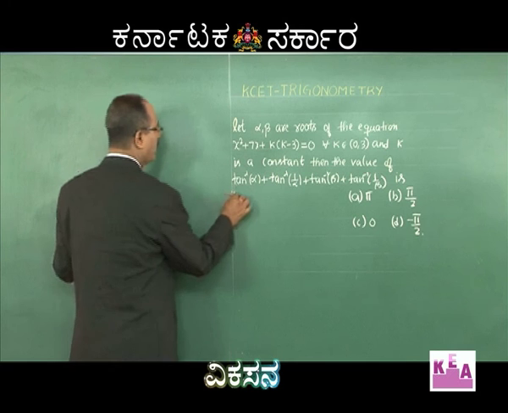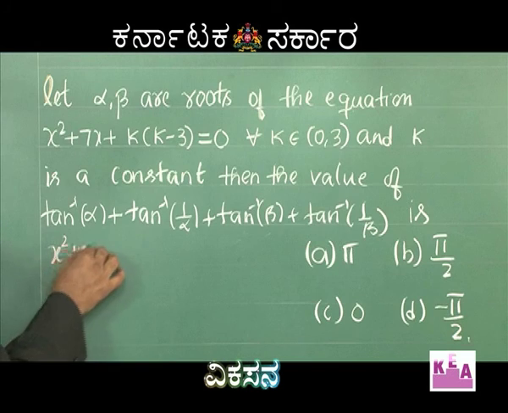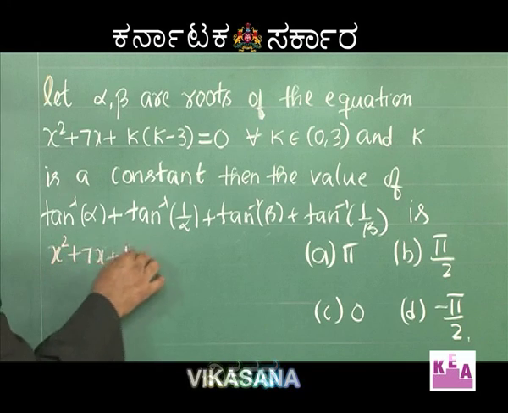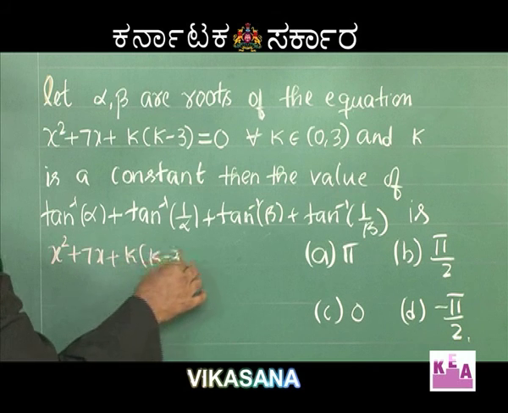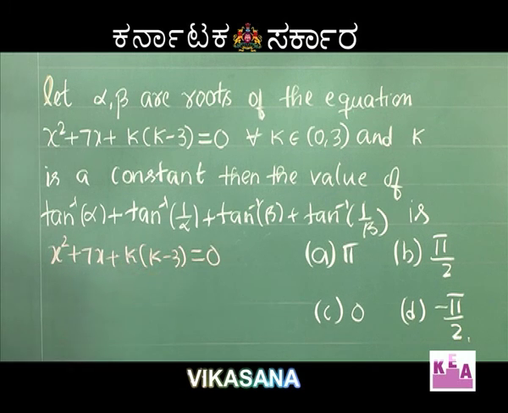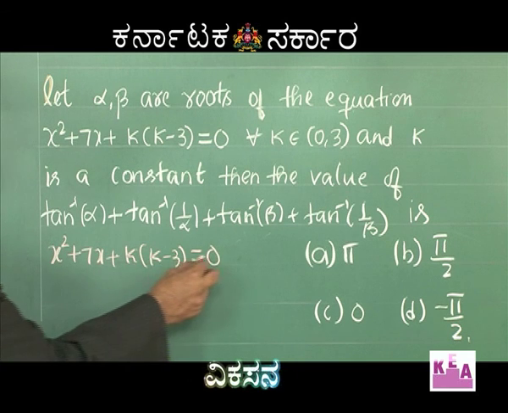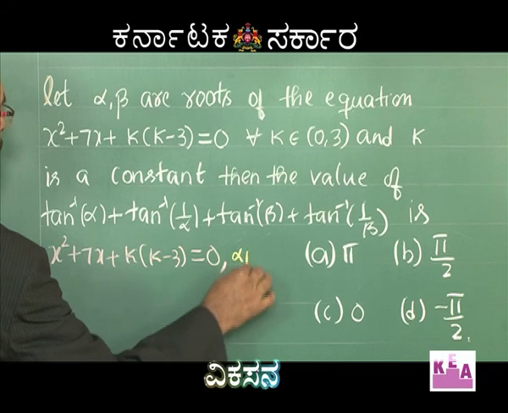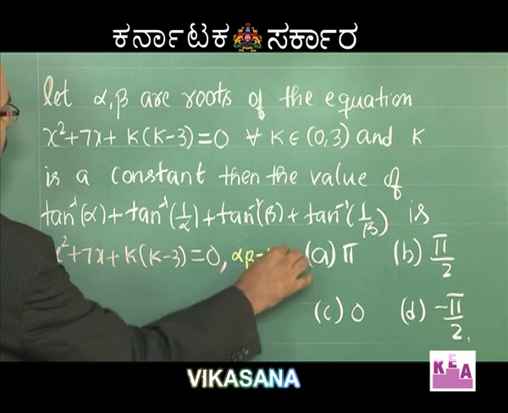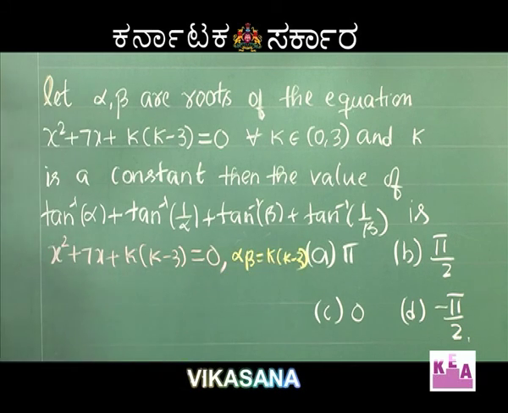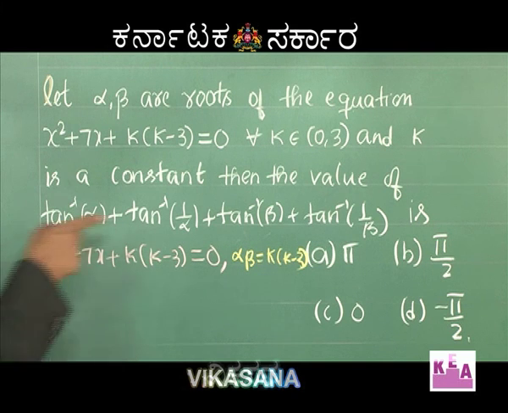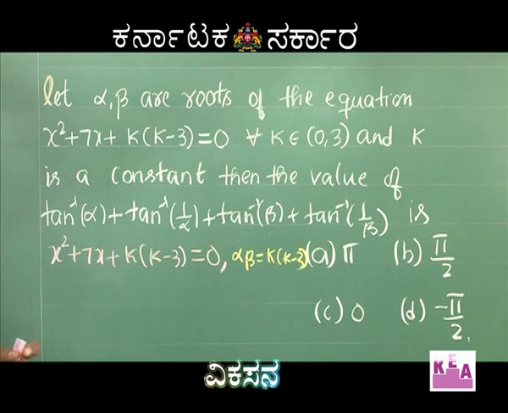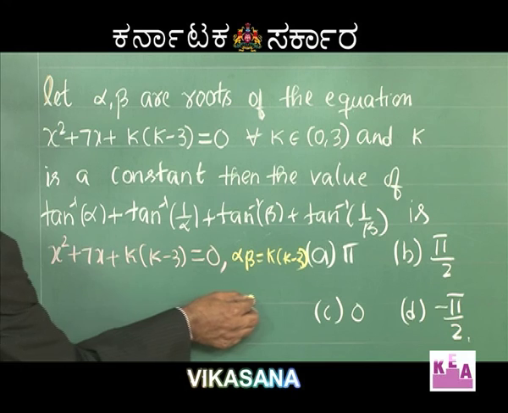We have the equation x square plus 7x plus k into k minus 3 is equal to 0. Then what about the product of the roots? Assume alpha, beta are the roots. Then what is alpha into beta? Alpha beta is k into k minus 3. Is that correct? Alpha beta means the product of the roots is k into k minus 3, where k belongs to (0, 3). Let me draw the graph of k into k minus 3.